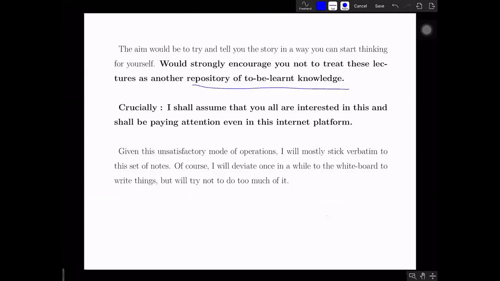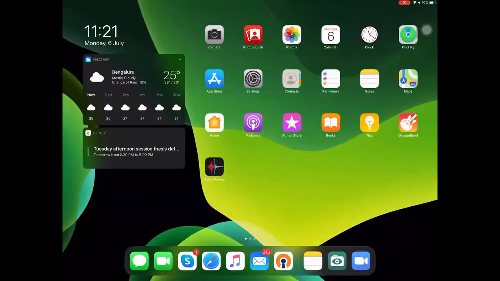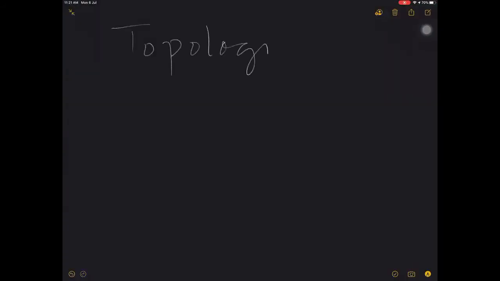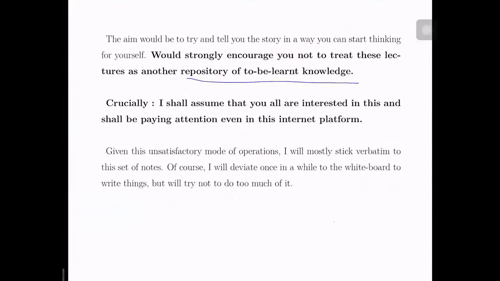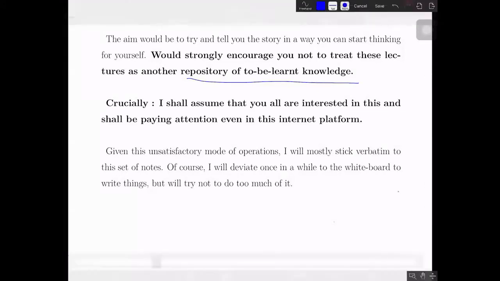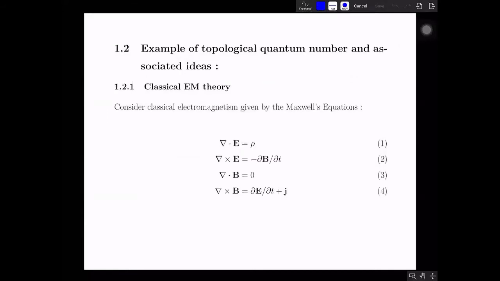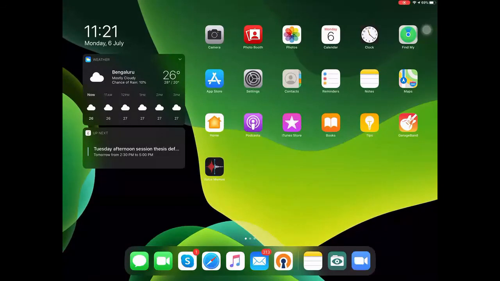Okay, and let me see if you can see this. So in this case it's a blackboard, so let me see: topological quantum numbers. Okay, you can see this, right? Yeah. Okay, good. So this is basically what my initial set of comments are. So let's see. Okay, good. So at this point, any questions of how we are going to do things, or about anything?